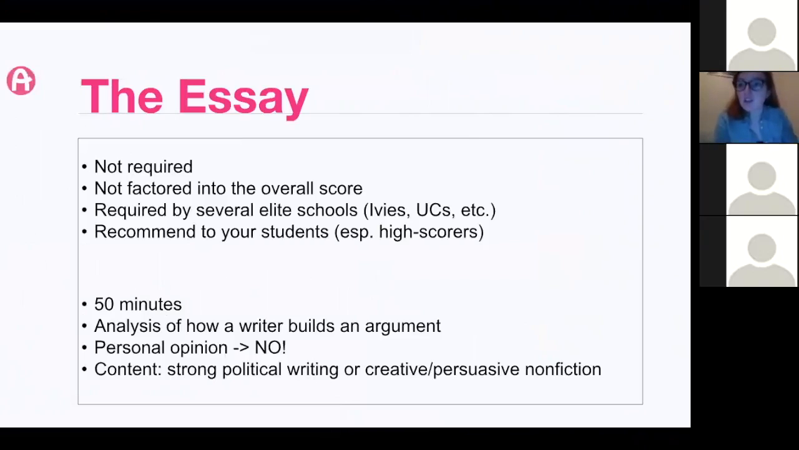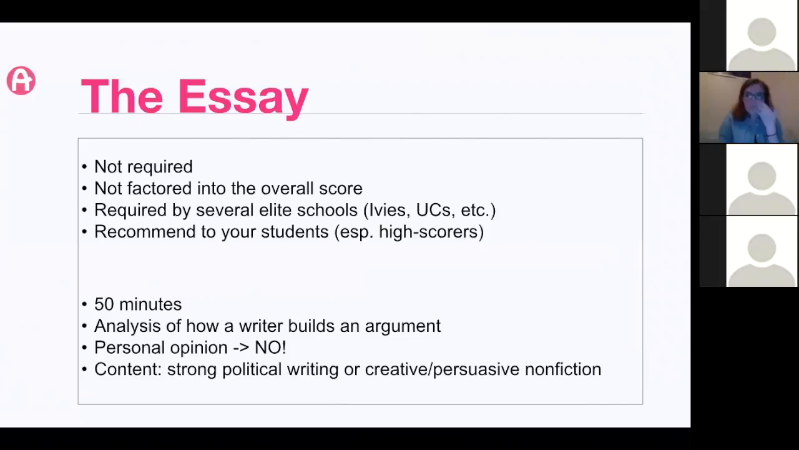So the essay is one of the sections of the SAT that perhaps inspires the most terror, because the genre of writing required from it is such a genre that is expected of college students and is really not the kind of writing that most of your students will be accustomed to doing in their usual high school classes.